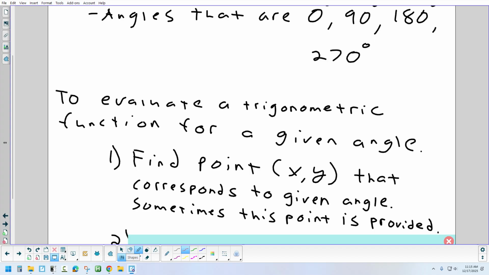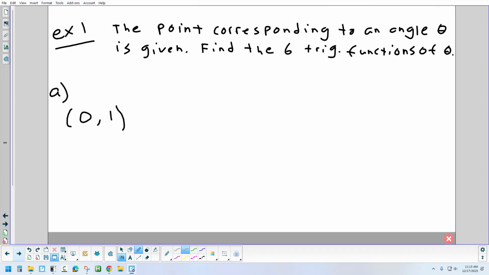Now, some problems say that the coordinate will be provided. If that happens, great. Then you have one less step. You don't have to try to figure out the coordinate. I'm going to give you the coordinate. An example of that is example 1a. I'm giving you a coordinate.